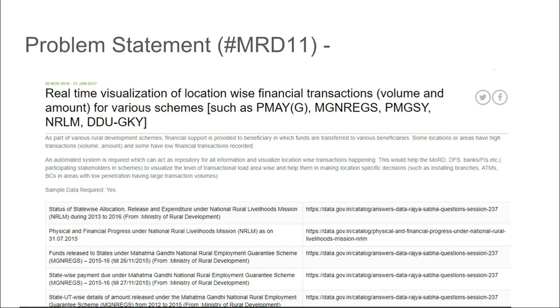An automated system is required which can act as a repository for all information and visualize location-wise transactions happening. This would help the MORD, DFS, banks/FIs etc., participating stakeholders in schemes, to visualize the level of transactional load area-wise and help them in making location-specific decisions, such as installing branches, ATMs, BCs in areas with low penetration having large transaction volumes. Let's look at the algorithm.